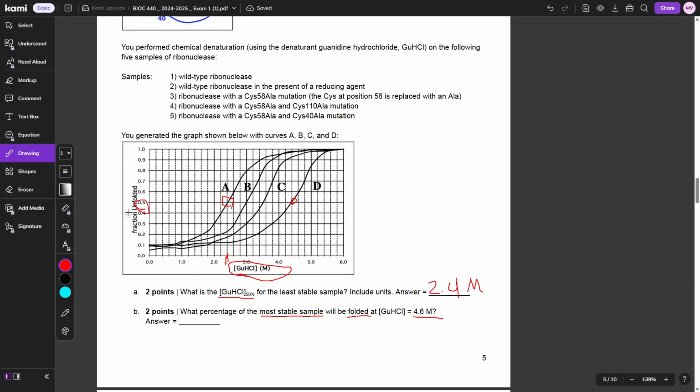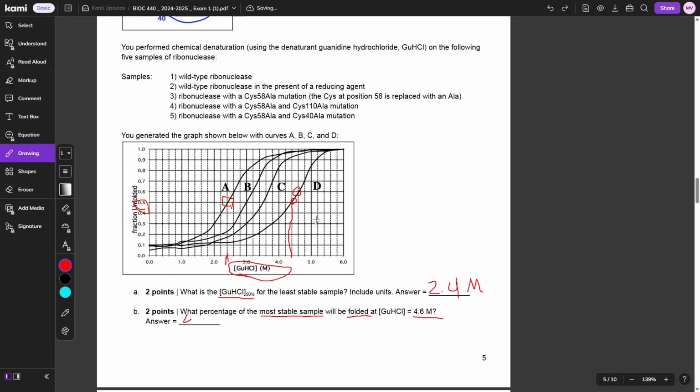Is that the same? No. Is it at 50? So this right here is 4.4. 4.6 is here, so technically it's up here. So you think it's 0.6. That's unfolded though. They want folded. So it's 0.4, or 40%. Yep. So 40%.